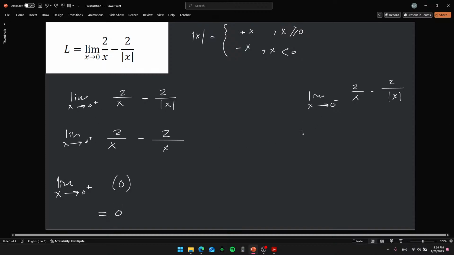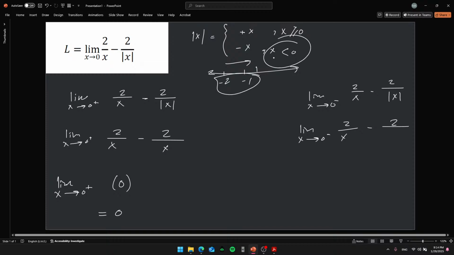Let's see from the left, limit as x approaches 0 from the left, 2 over x minus 2 over absolute value of x. I'm approaching 0 from the left. So 0 from the left, let's draw a number line. 0 from the left, values of -2, -1. So all these values are less than 0. So I'm going with the bottom function, which is -x.